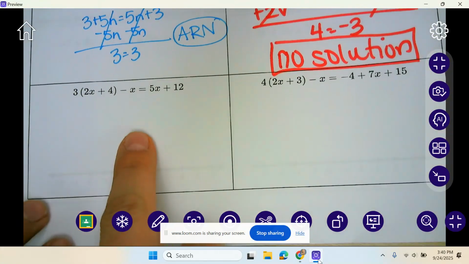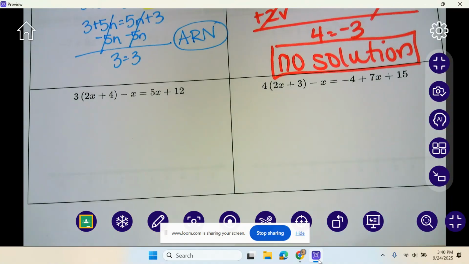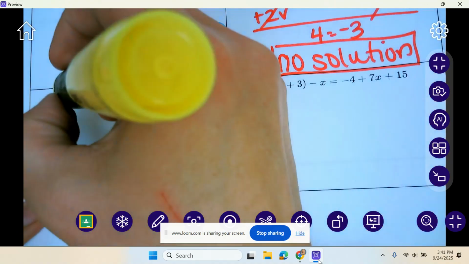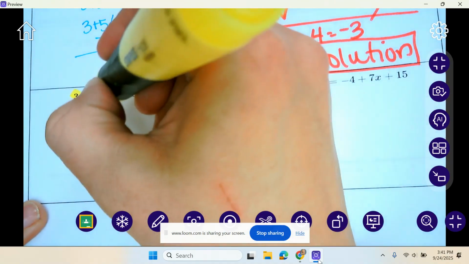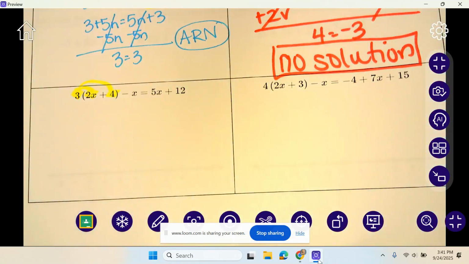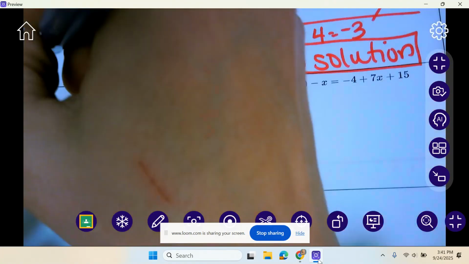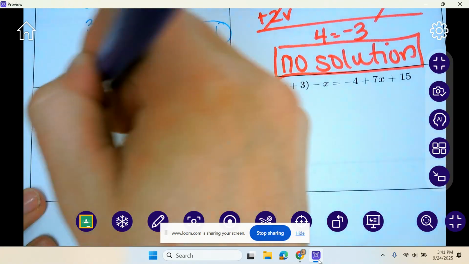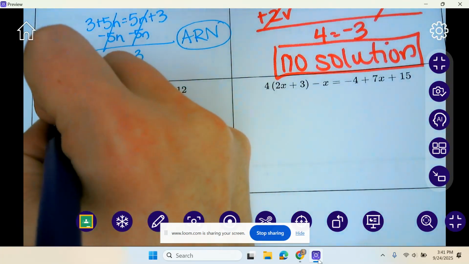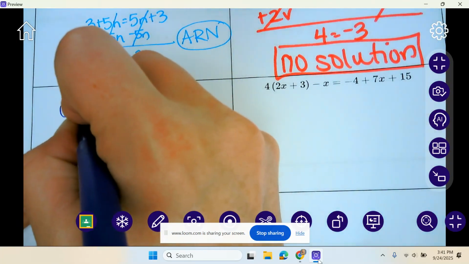All right, so over here is the distribution. So we're going to distribute first. So this 3 is going to distribute to the 2x and the 4. So 3 times 2x is 6x. 3 times 4 is 12.